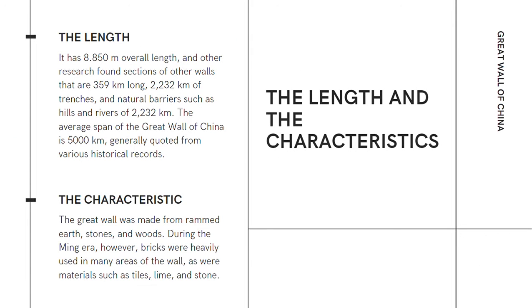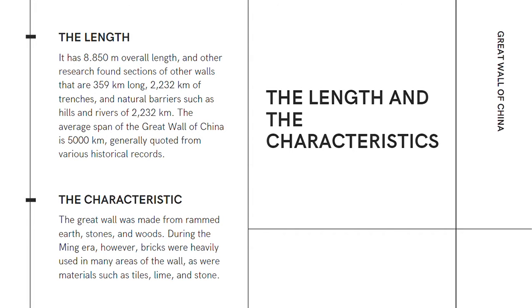The length and the characteristic. The length. It has 8,850 meters overall length, and other research found sections of other walls that are 359 kilometers of trench and natural barriers such as hills and rivers of 2,232 kilometers. The average span of the Great Wall of China is 5,000 kilometers, generally quoted from various historical records.